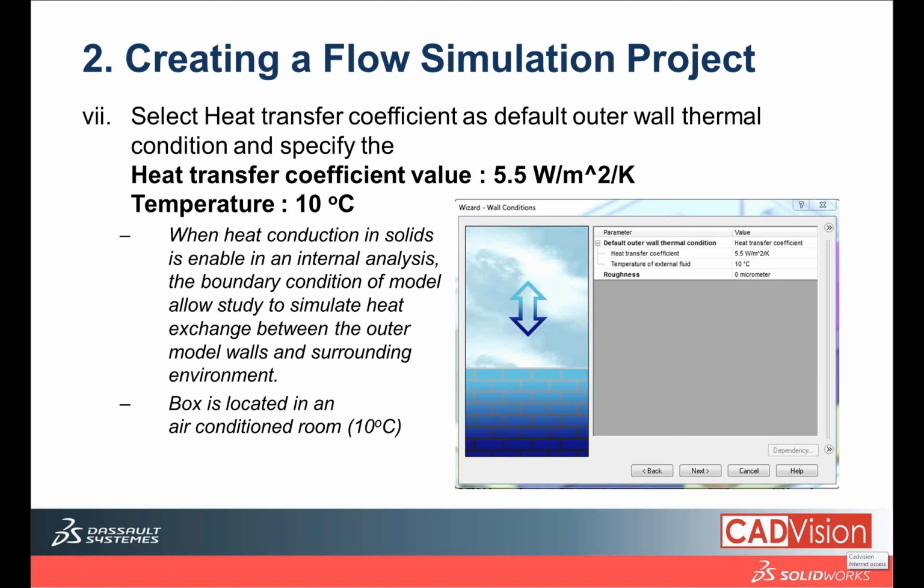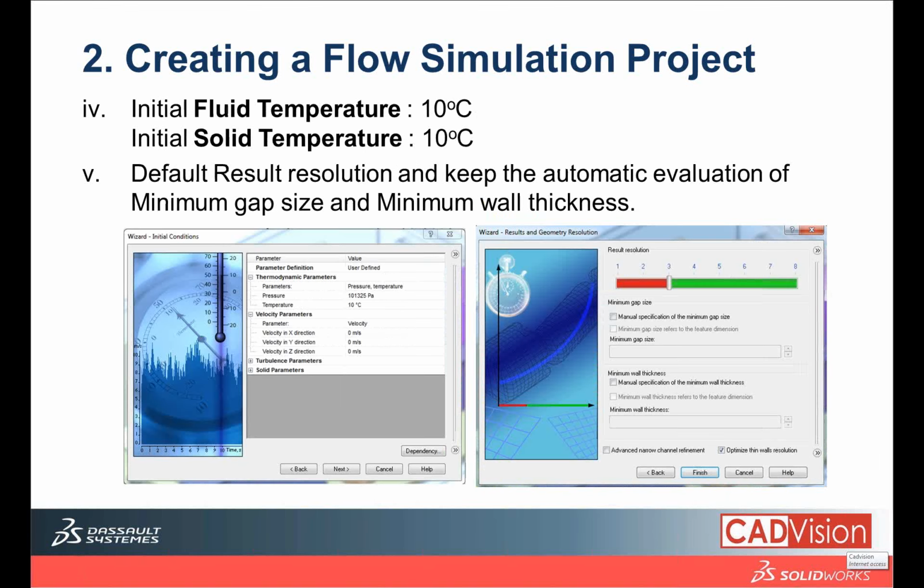A little bit of explanation here. Don't worry, you can download this from our website later, so that you can run through that. So when you are done, just press next, and then we need to assign the initial boundary conditions for our fluids and the solid temperatures. We assign 10 degrees Celsius.